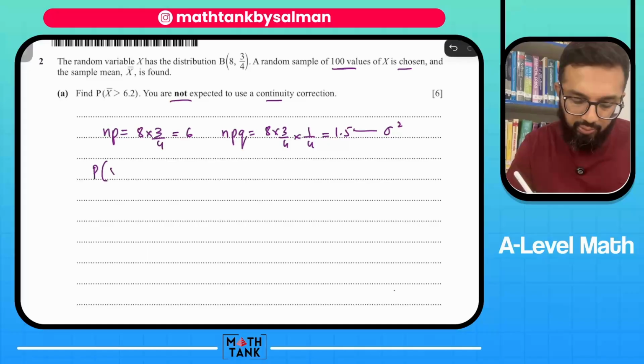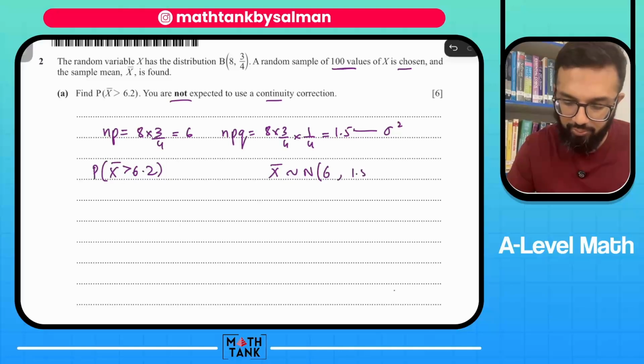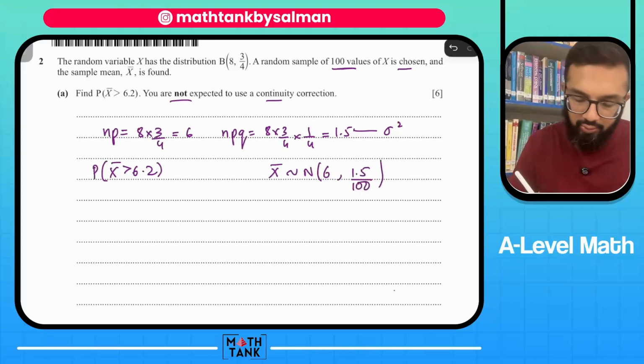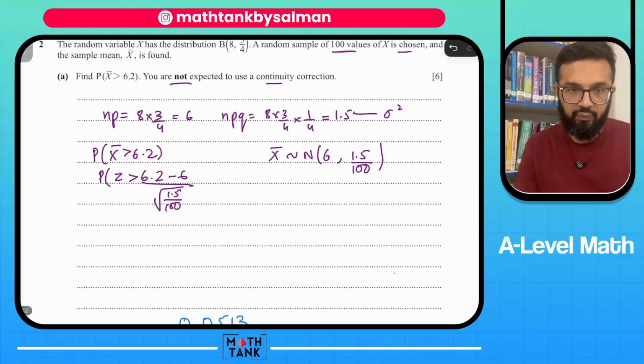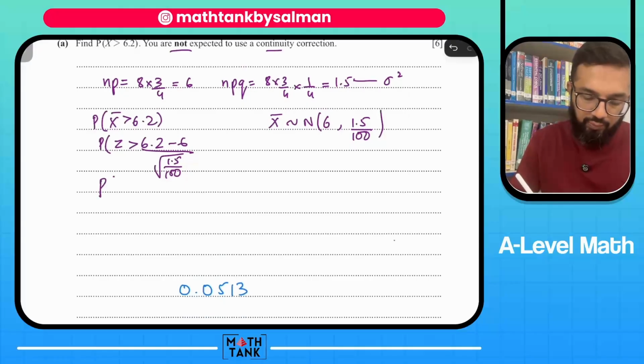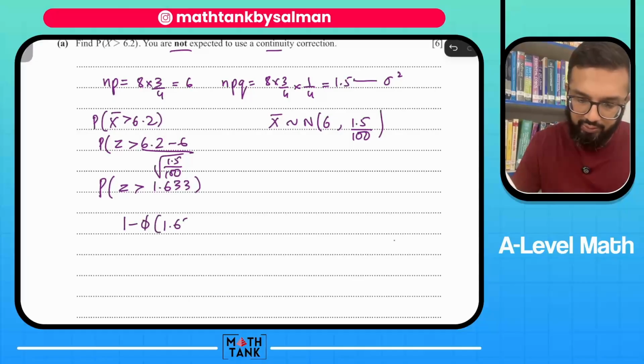I want to calculate the probability that X bar is greater than 6.2. So what distribution does X bar have? X bar has a normal distribution with mean 6 and variance 1.5 divided by 100. So the probability of Z greater than (6.2 minus 6) over the root of 1.5 over 100. You should see the difference between how I'm using 8 and 100. Let's quickly go on and find a value for Z. So Z is greater than 1.633. This becomes 1 minus phi of 1.633.